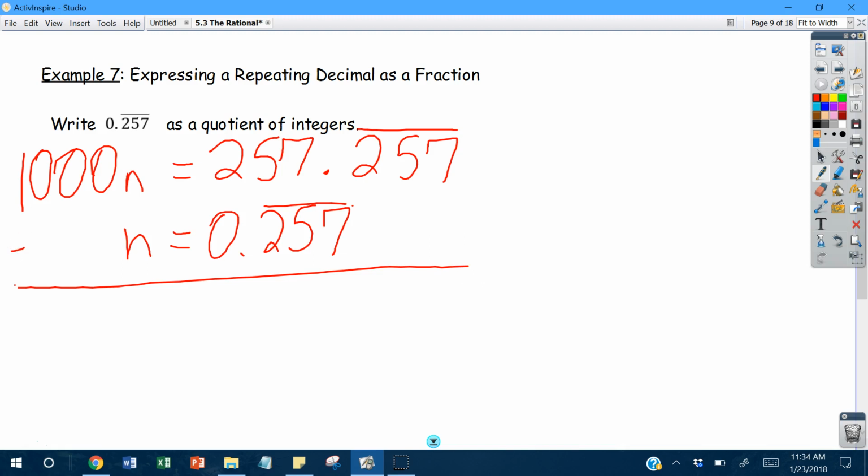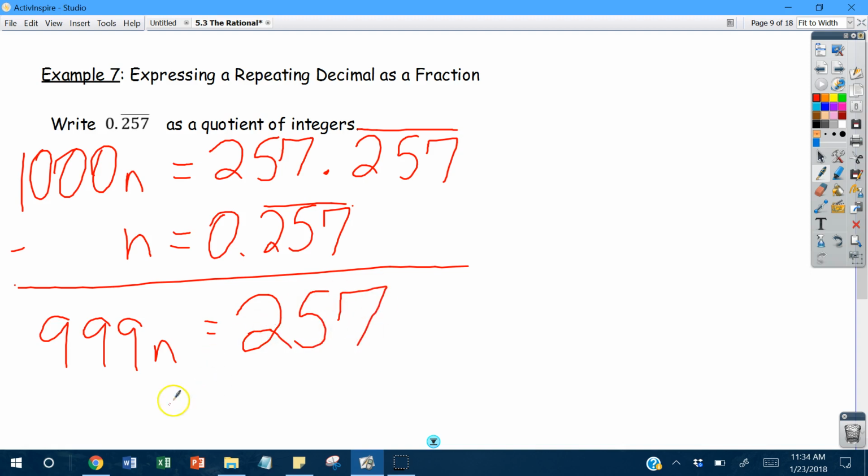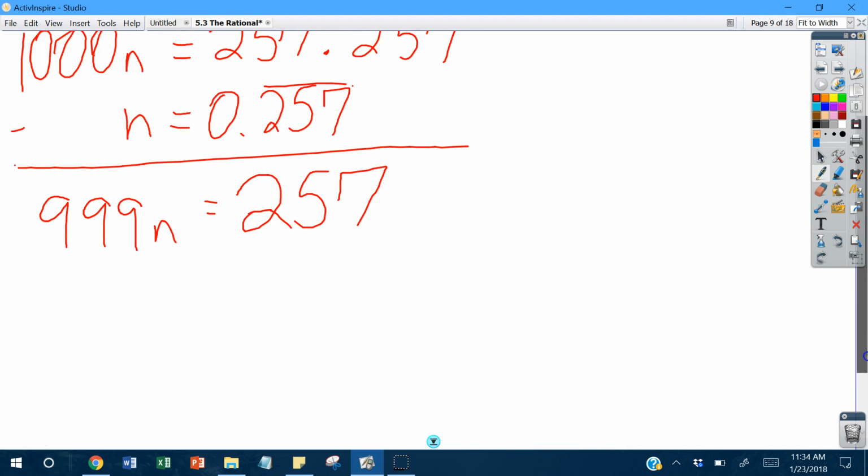Okay, now I'm going to do that subtraction again, which gives me 1,000n minus 1n gives me 999n. On the right-hand side, I have 257 point and all that stuff, and then I have no whole numbers point the same stuff. This process ends up being the same thing as it did in the last example. This decimal cancels out with that decimal, and all I end up with is 257. So this method is designed to make sure that happens every single time. So I have 999n is equal to 257, and I'll solve this.